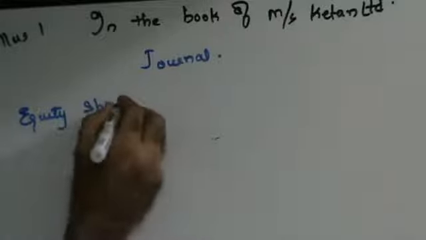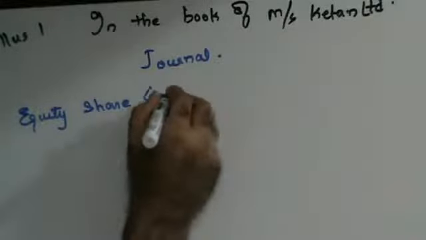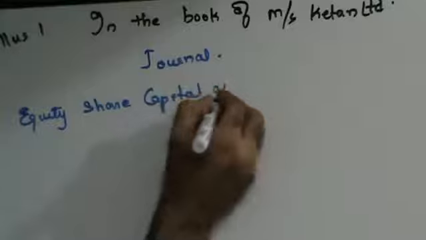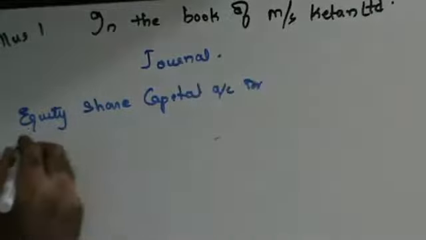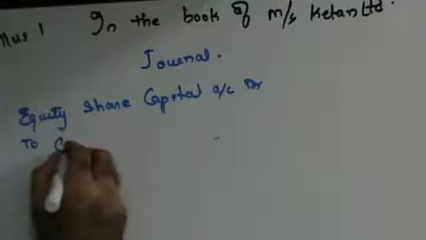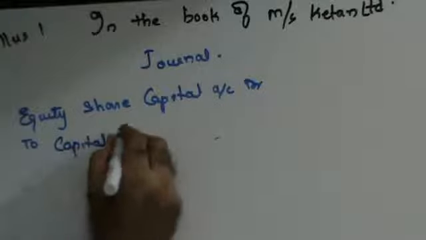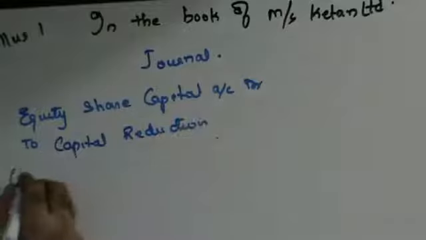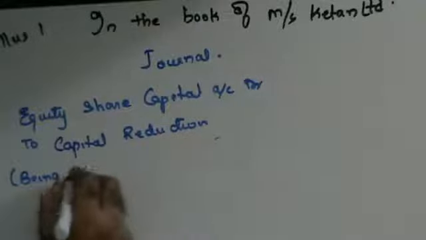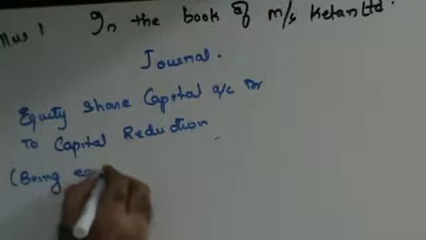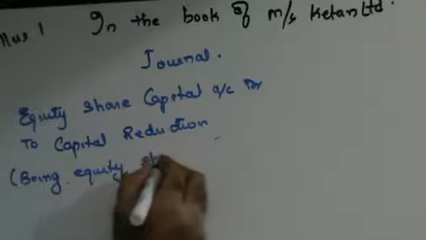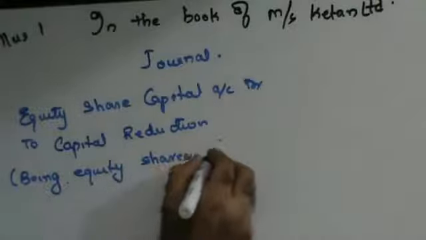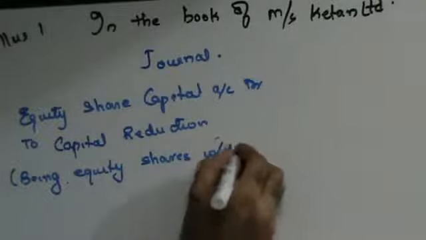So my journal entry will be equity share capital account debit to capital reduction. Being equity shares written off or written down.